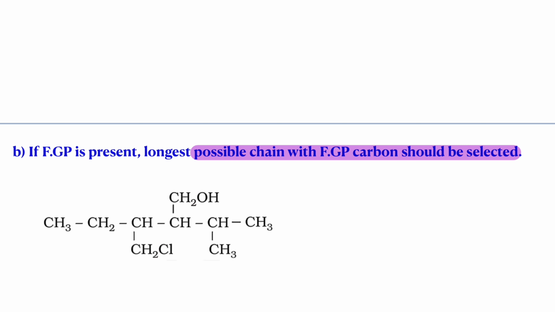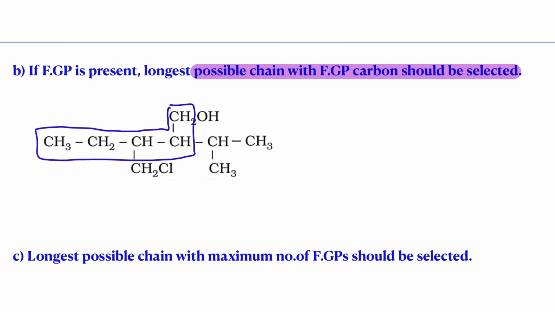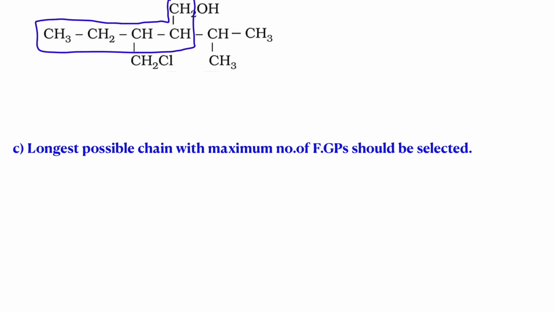Another rule we have is a priority rule. So this OH containing carbon should be present in the longest chain. So you have to take like this: 1, 2, 3, 4, 5 carbons. 1, 2, 3, 4 carbons. 1, 2, 3, 4 carbons. So the longest carbon chain will be like this. So here this is the longest carbon chain. Functional group carbon should be in the longest chain. That is the second sub rule.